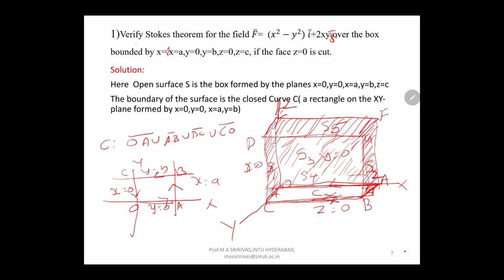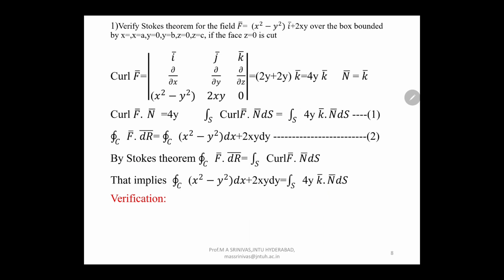Once you have this, we need what the Stokes theorem says: the line integral of f bar is equal to the surface integral of curl f bar. So I need to find curl f bar. Find this curl f bar: i bar, j bar, k bar, dou by dou x, dou by dou y, dou by dou z. These are the derivatives, and the components are x square minus y square as the x component, and 2xy as the y component, 2xy j bar, and the k bar term is not there.